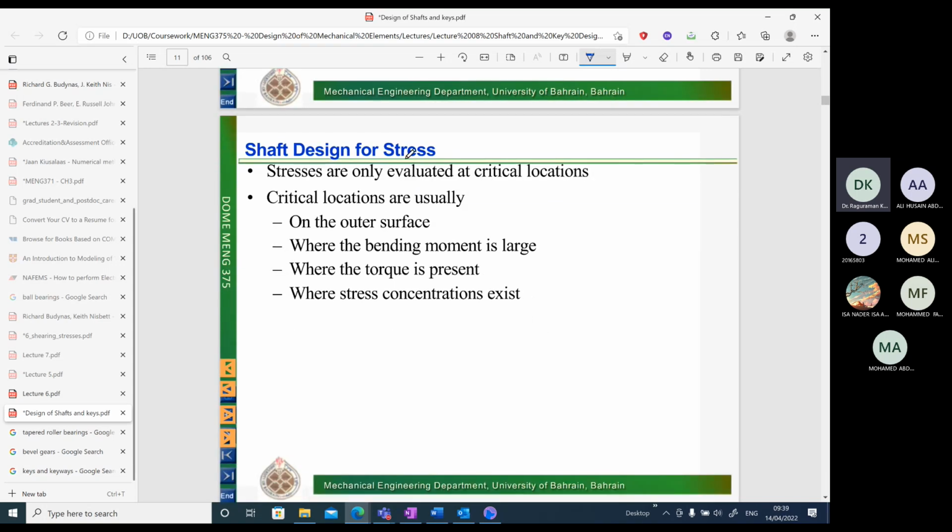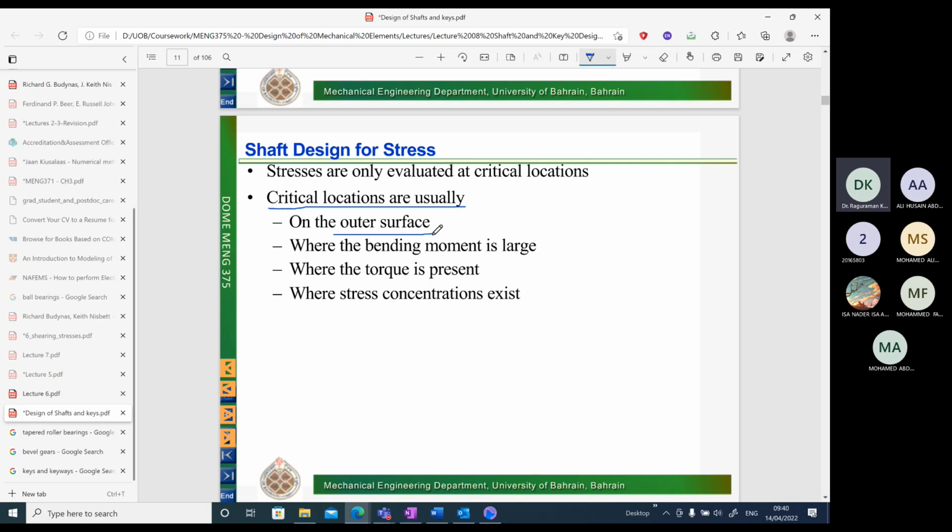Okay, the shaft design for stresses. So first we are going to consider stresses for design of the shafts, and then we will go for frequency. So how do we design the shaft? First, the procedure is same. First, we need to identify the critical locations on the shaft. Wherever we have stress concentration effects on the outer surface where the stresses are supposed to be maximum.